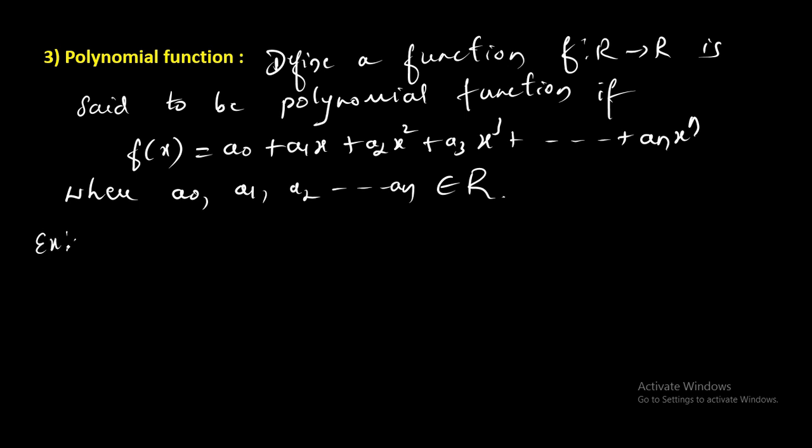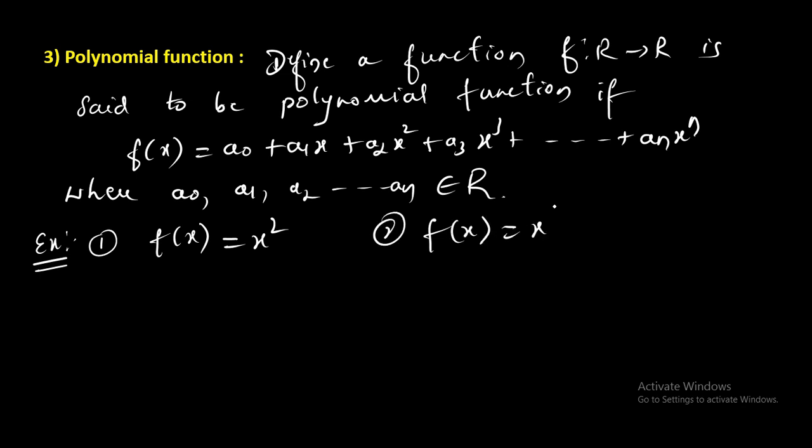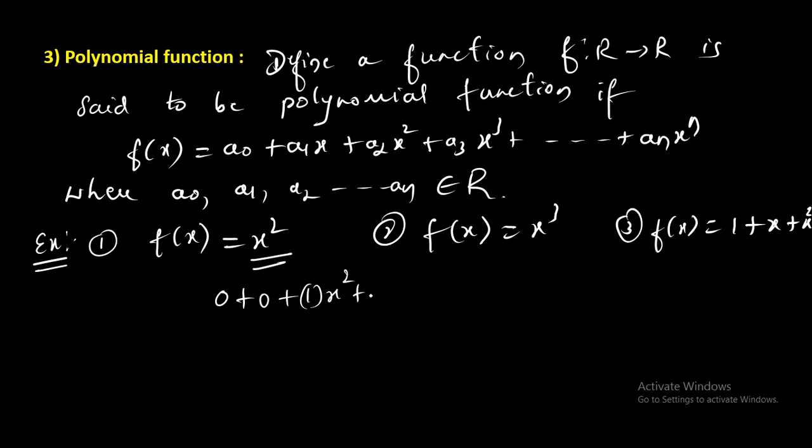Dear students, you can get n number of polynomial functions here. For example, f of x equal to x square, f of x equal to x cube, f of x equal to 1 plus x square, etc. All these are examples of polynomial function because this is in the form of a0 plus a1x plus a2x square. You can ask me how it is in that form, sir. a0 is 0, a1x is 0, a2 is 1, x square, and the remaining terms are 0, 0. So we get only x square.